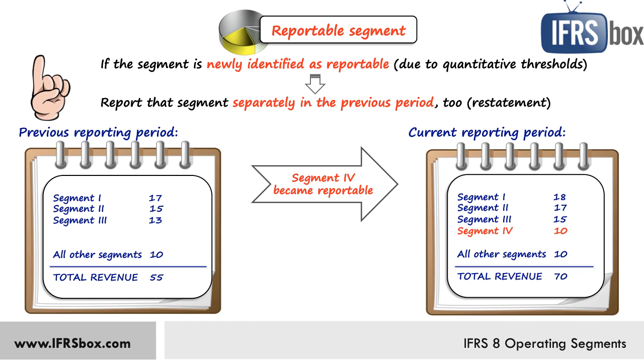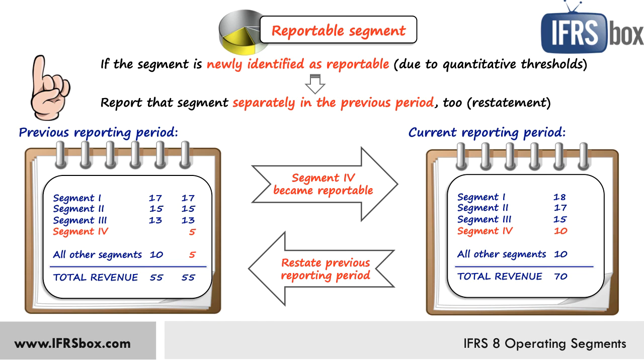So in this case, under IFRS 8, you need to restate the previous reporting period and show segment 4 separately as here. So as you can see, revenues for segments 1, 2, and 3 remain the same. Also, total revenue remains the same, 55, but the revenue for segment number 4 was reported separately. It was moved from all other segments. You can also note that the revenue for all other segments decreased from 10 to 5 because the remaining 5 were revenues for segment 4 in the previous period.